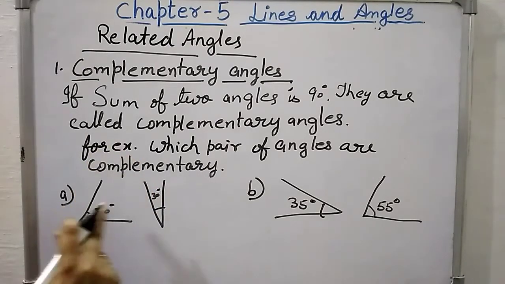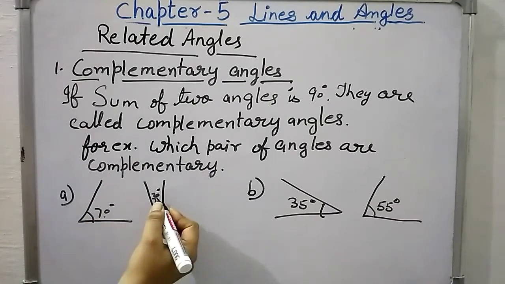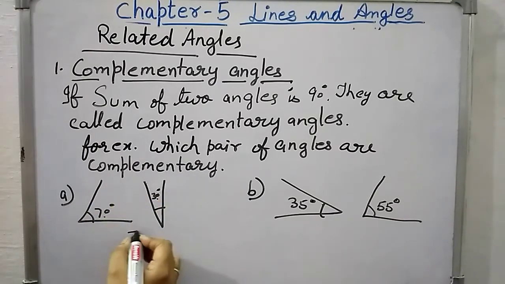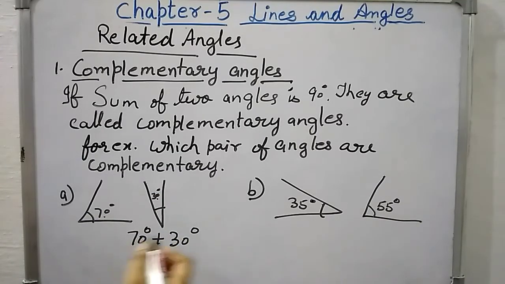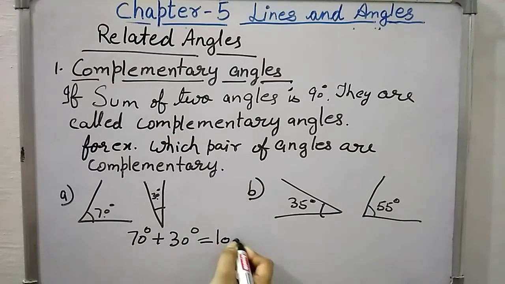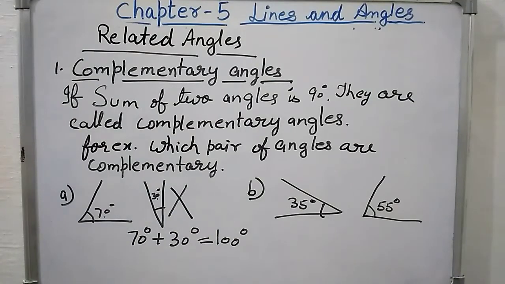So firstly, let's check the first part. Here we have two angles, one is of 70 degree and other is of 30 degree. So we will add the values of these two angles, 70 plus 30. It gives us value equal to 100 degree. So it is not equal to 90 degree, that means this is not a pair of complementary angles.